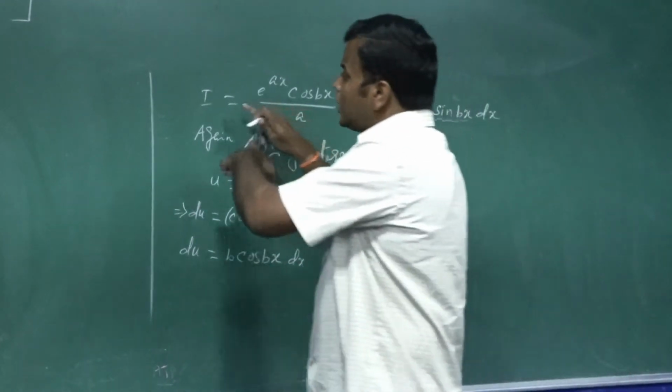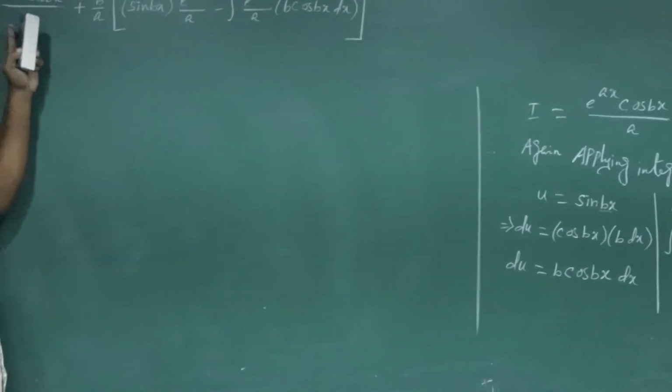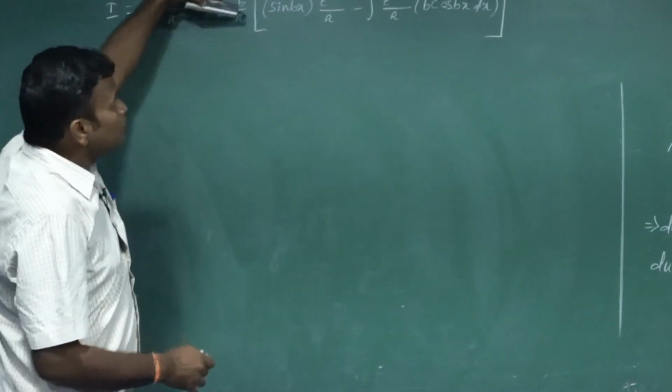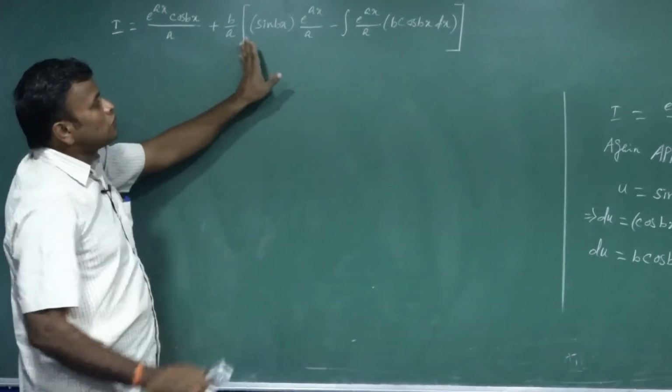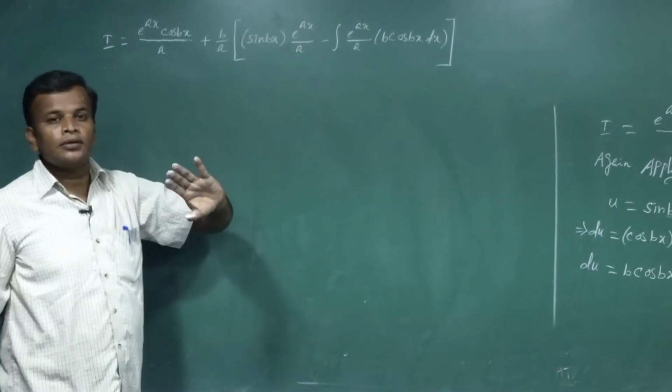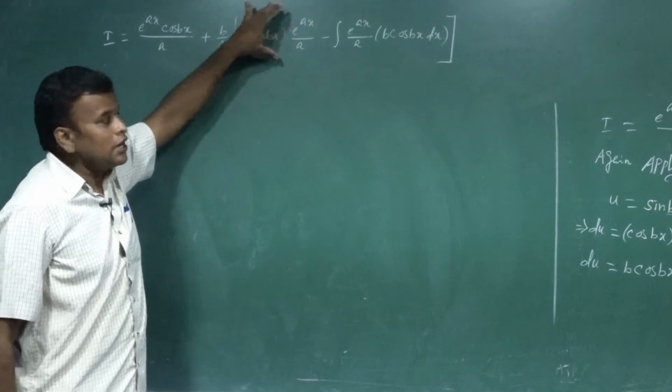Now you see LHS is I. I is equal to e power ax cos bx by a plus b by a, which is already outside, and now I use the formula of integrating u dv. The integrating u dv formula is uv.